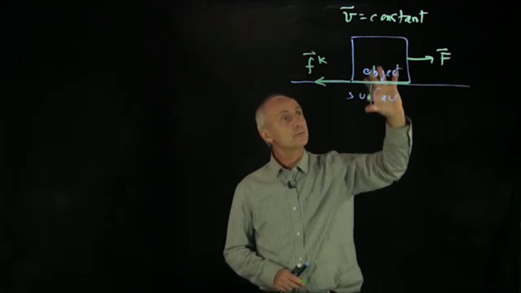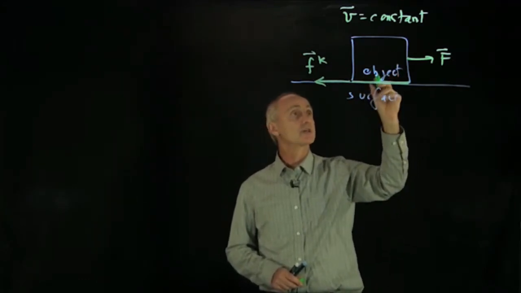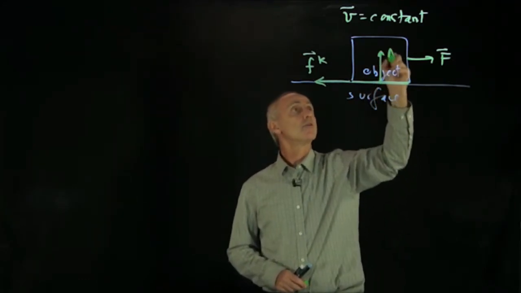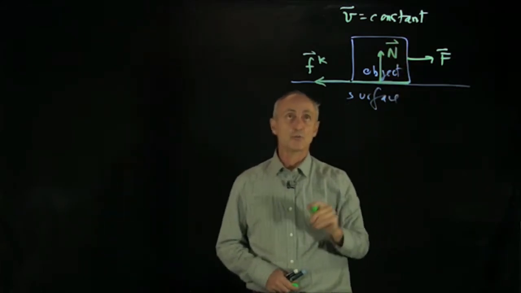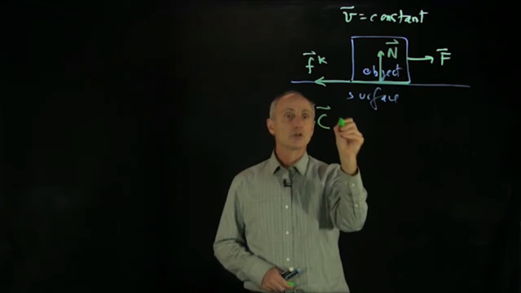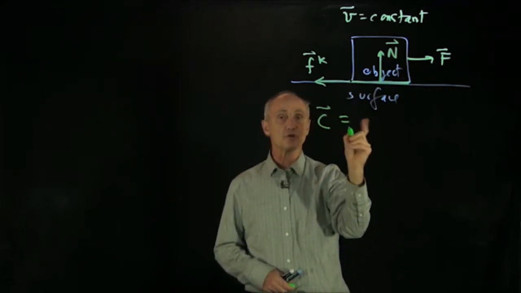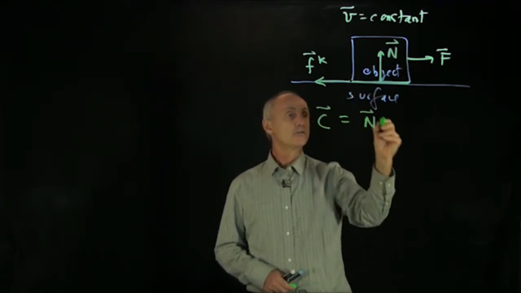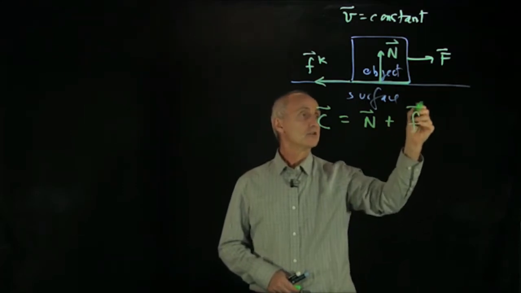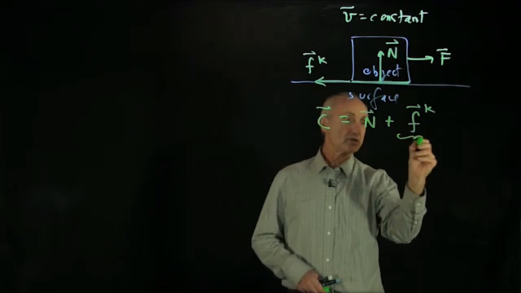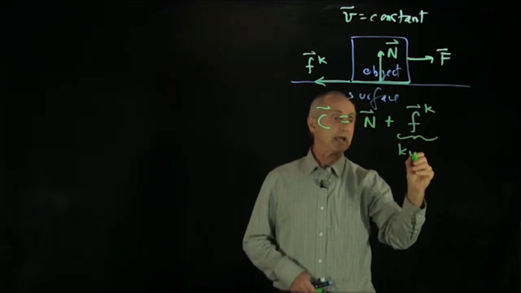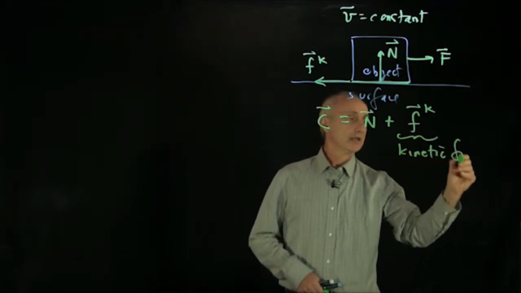The object is also pressing down on the surface, and the surface is pressing up on the object, and so there's another force perpendicular to the surface, which is referred to as the normal force. And the total vector sum of these two forces, the perpendicular part, the normal force, and the tangential part, is referred to as the contact force. This is what we'll call kinetic friction.